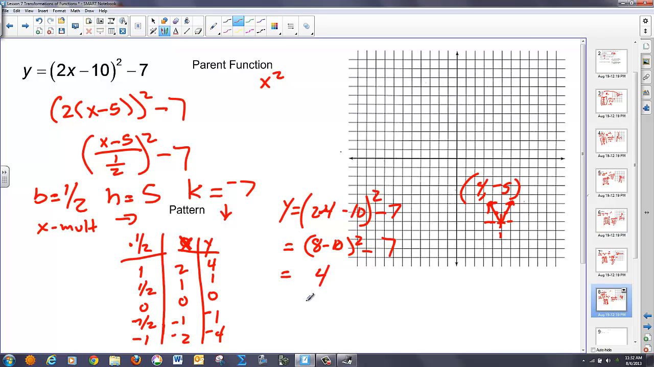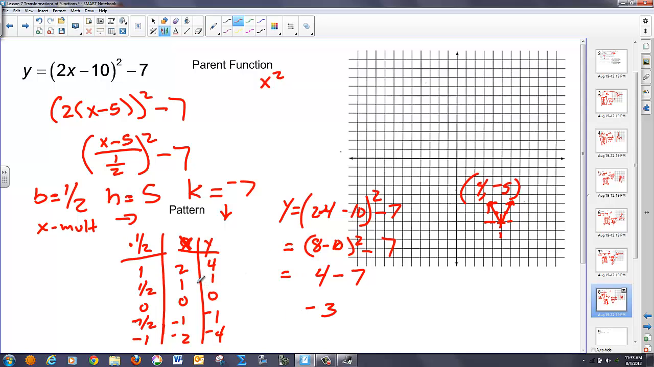8 minus 10 is negative 2 squared is 4. Looks like I'm going to have a little bit of a problem here. I might have calculated something wrong. And I get negative 7. So let's check to make sure I've done this right. This ends up being negative 3, which is a problem because I want a negative 5. So let's make sure I've done all this correctly.